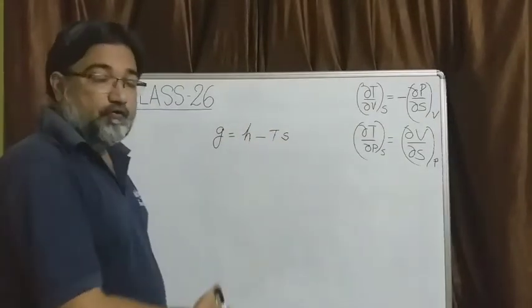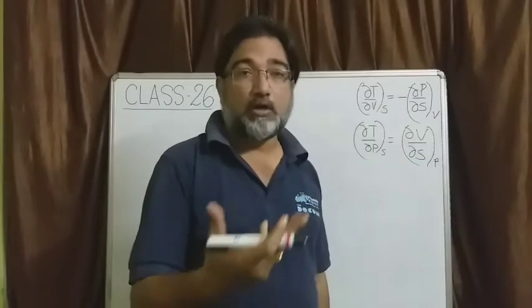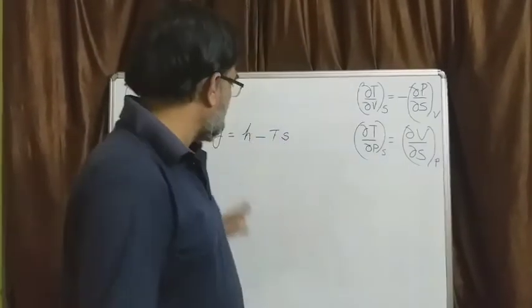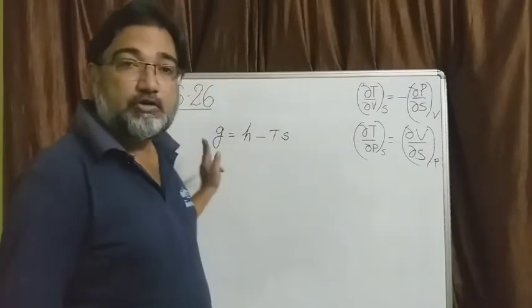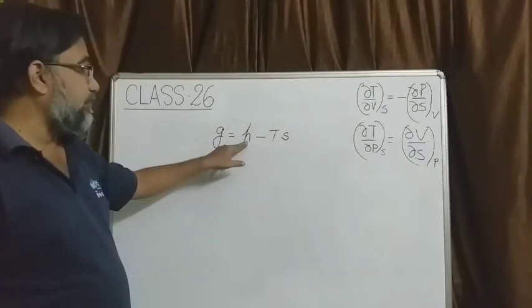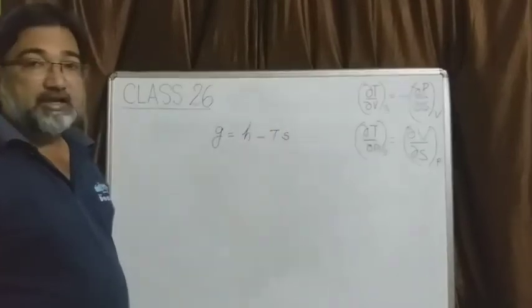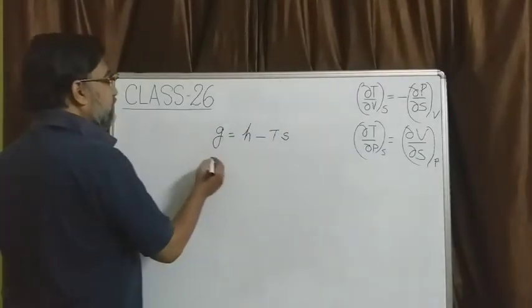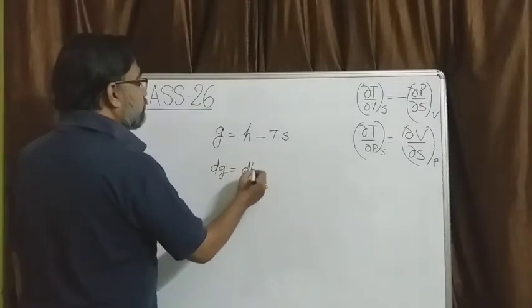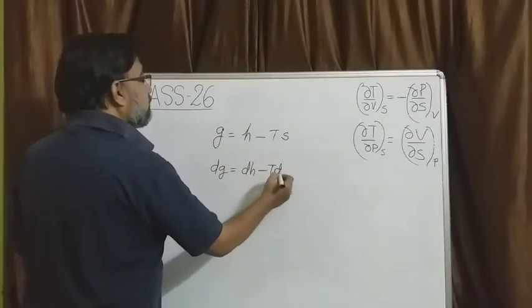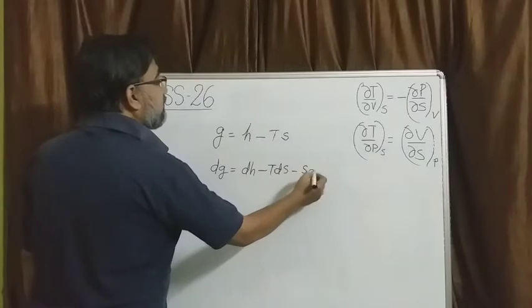When I wrote it first, I wrote capital G as total Gibbs free energy. Now this is specific Gibbs free energy. I am writing everything in specific terms. So this is capital G divided by m, capital H divided by m, capital S divided by m, specific. So dg will be how much? It will be dh minus Tds minus sdT.